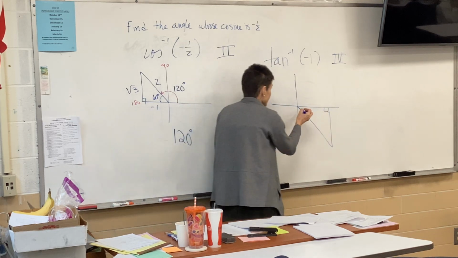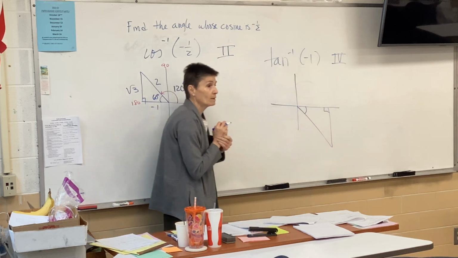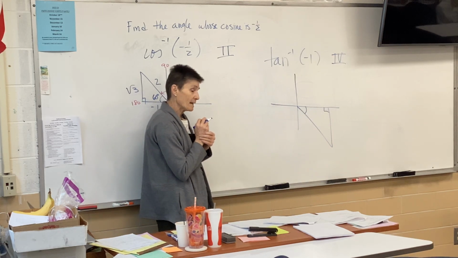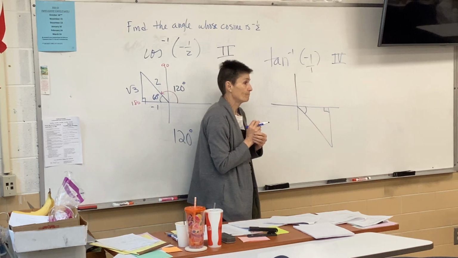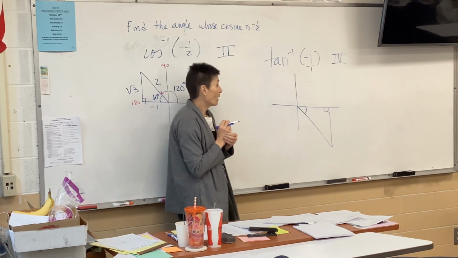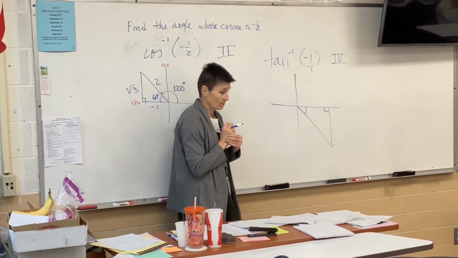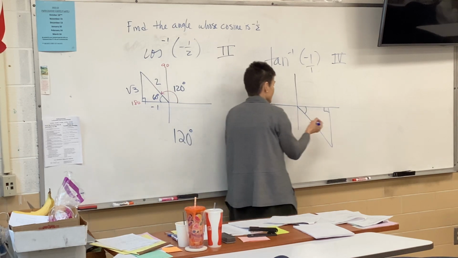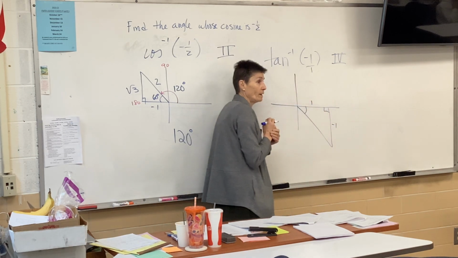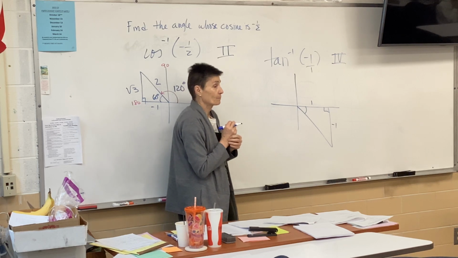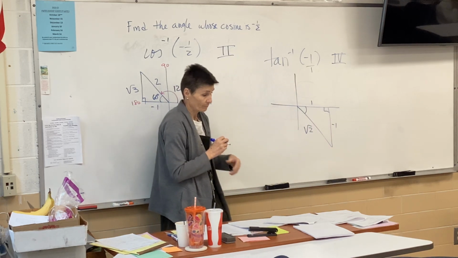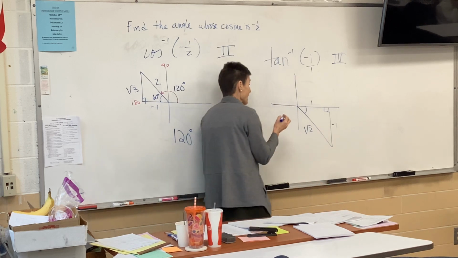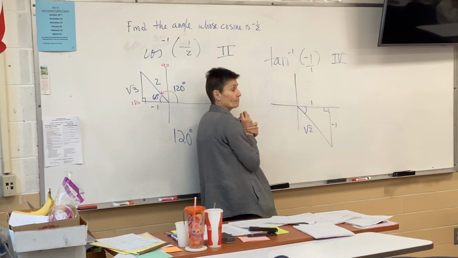And I'm looking for this angle right here. That's the angle I'm looking for. I don't know what that angle is, but its tangent is -1/1. So what do I know about the sides of that triangle? Opposite is -1 and adjacent is 1. Would you agree with that? Which makes this square root of 2, which makes the angle how big? 45 degrees.